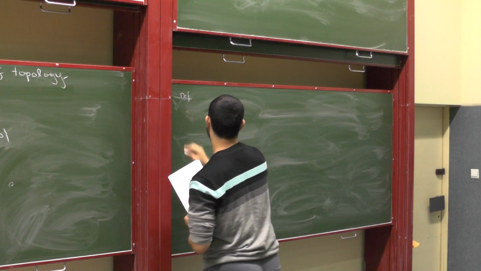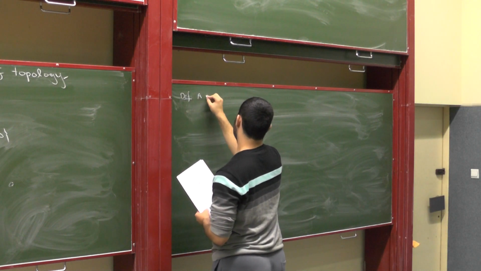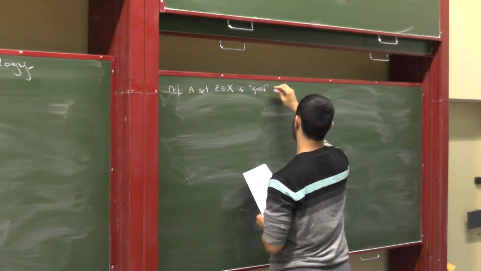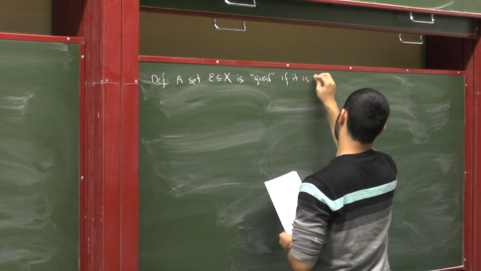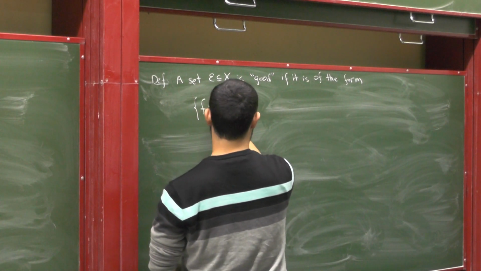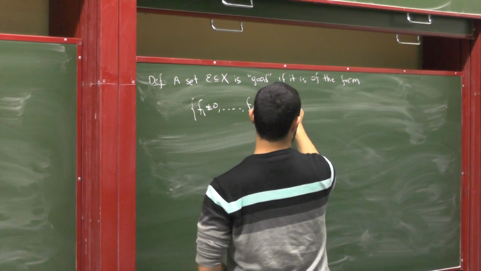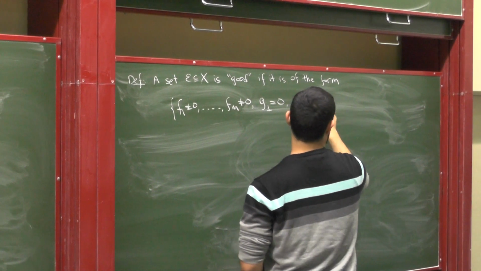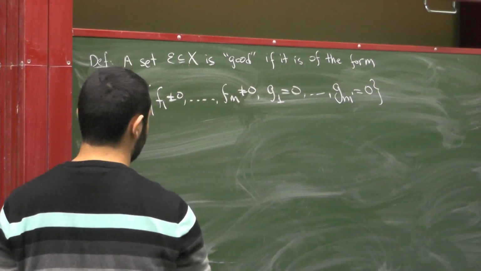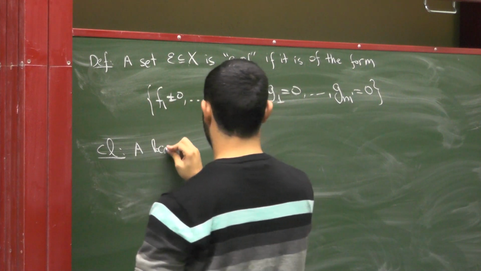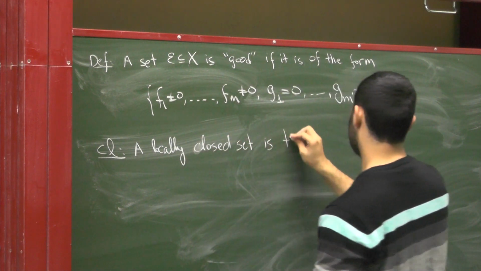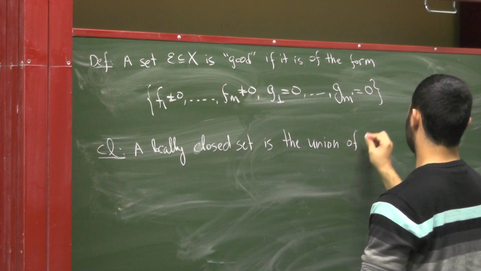Let me make a definition just to make the words easier. A set inside X is good. This is of course not standard notation and terminology. If it is of the form F1 non-zero, ..., Fm non-zero, and G1 zero, ..., Gm' zero. Then claim: every locally closed set is a union of good sets.